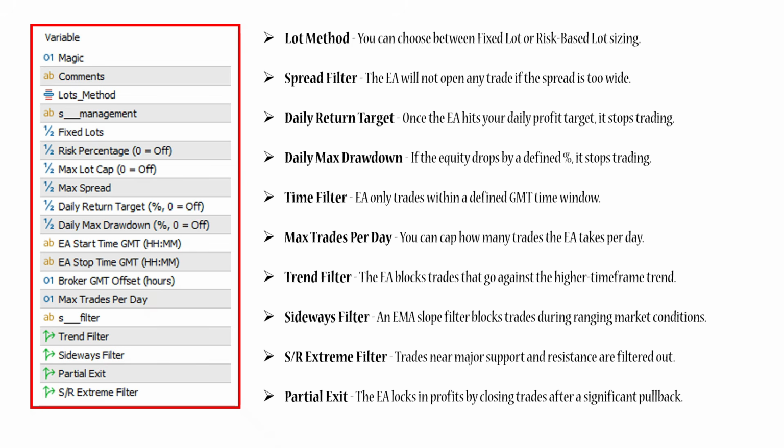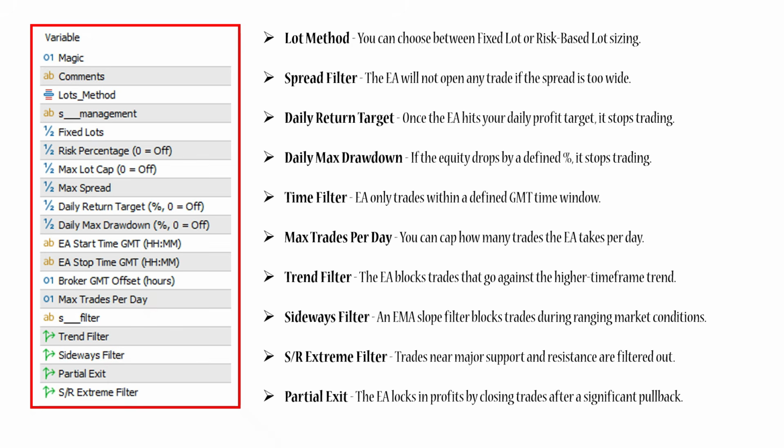Daily return target. Once the EA hits your daily profit target, it automatically closes all open trades and stops trading for the rest of the day. This locks in your gains. No giving it back. Daily max drawdown. On the flip side, if the equity drops by a defined percentage in a single day, the EA stops taking new trades immediately. This is your daily safety net.